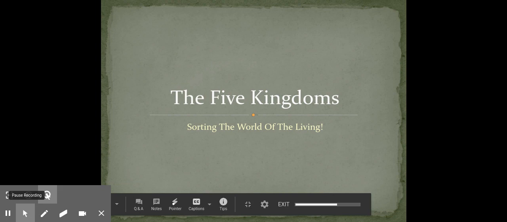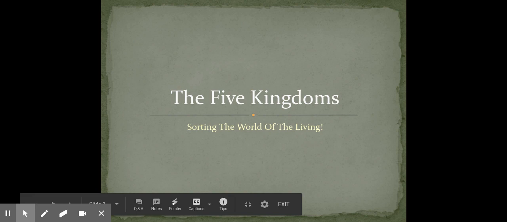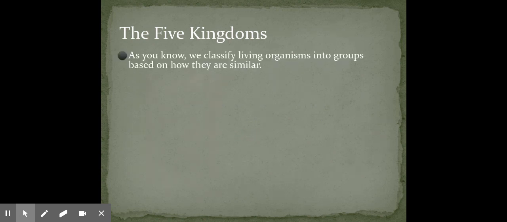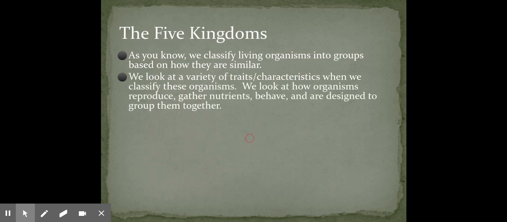Okay, so we're going to talk about how we sort living things. We discussed a little bit yesterday about the five kingdoms, and I'm going to review that real quickly. How do we classify living things? As you know, we classify living things into groups based on how they are similar. We look at a variety of traits and characteristics when we classify these organisms. We look at how organisms reproduce, gather nutrients, behave, and are designed to group them together.